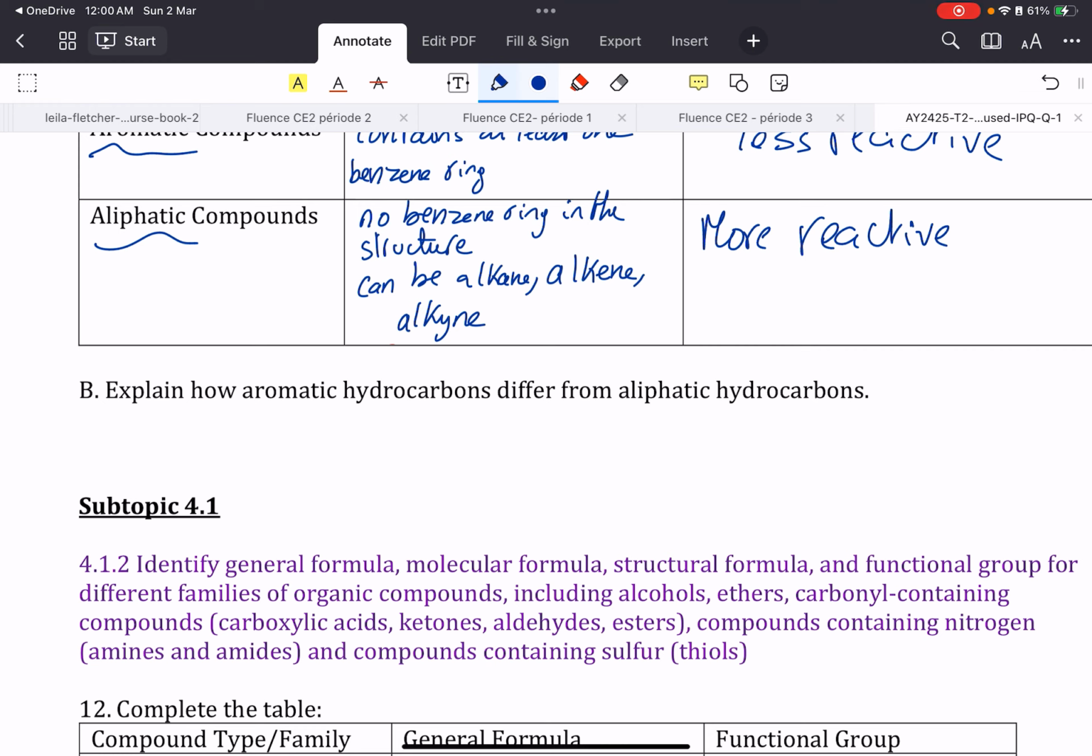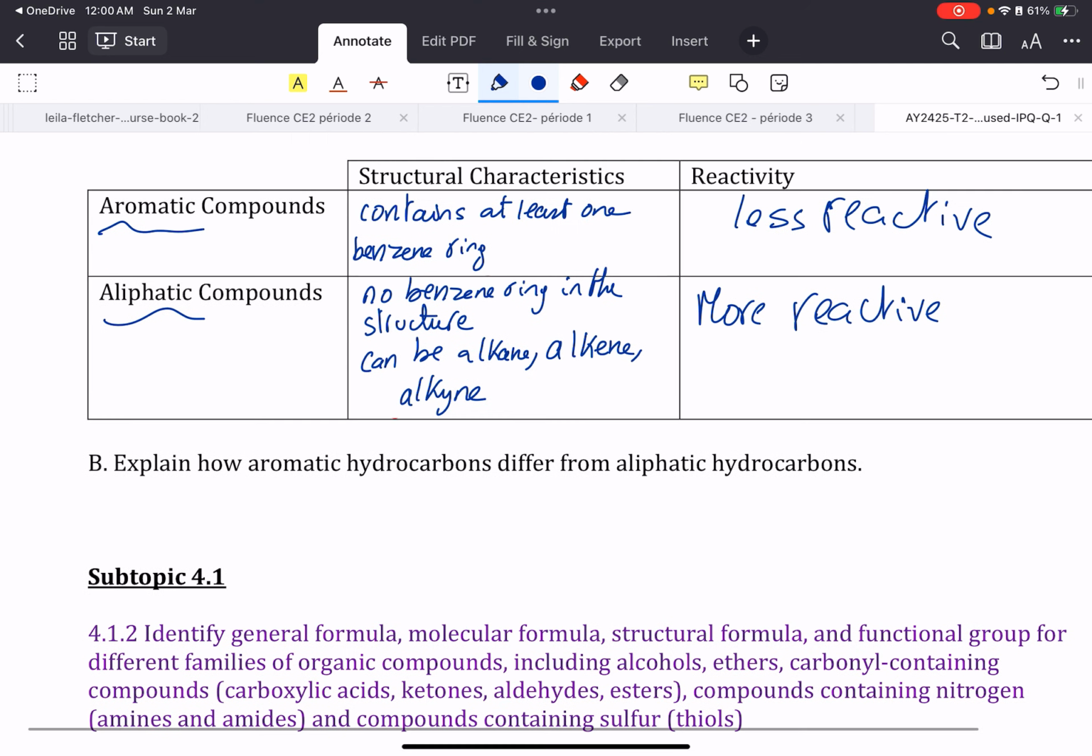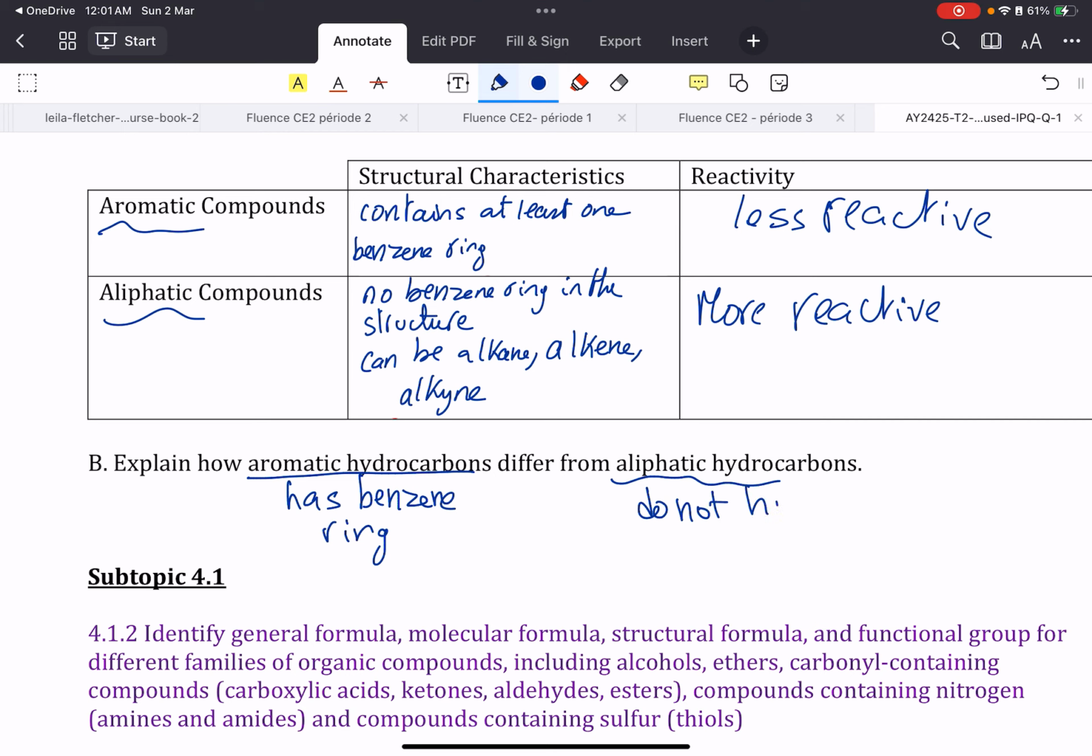Now, again another question, how do aromatic hydrocarbons differ from aliphatic hydrocarbons? Again, aromatic compounds contain a benzene ring. These are the aromatic compounds, they have a benzene ring, whereas the other ones do not have a benzene ring, and they can both have branches.